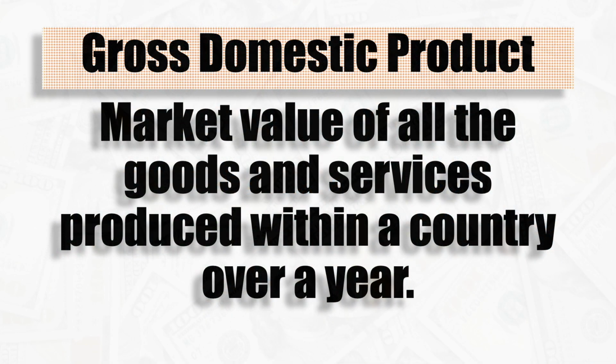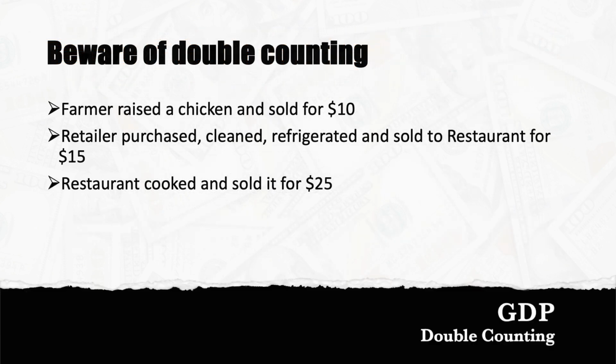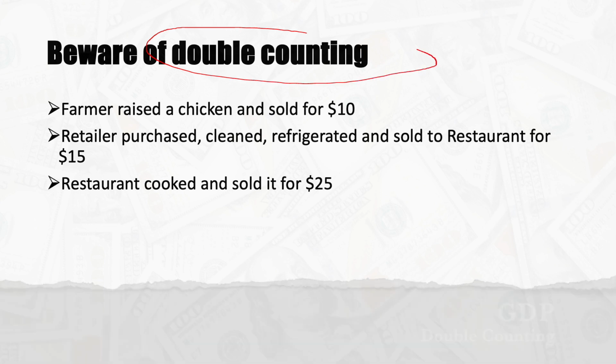Gross domestic product is the market value of all goods and services produced within a country over a year. When calculating GDP, everything produced by the country over the year has to be captured. Every ounce of milk, every gram of iron, every grain of wheat, every byte of software produced, every service which was delivered and monetized, etc. When capturing GDP, we have to be very wary of double counting. Let's see it with an example.